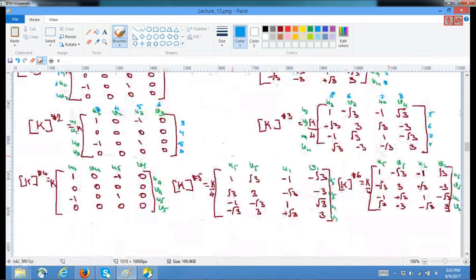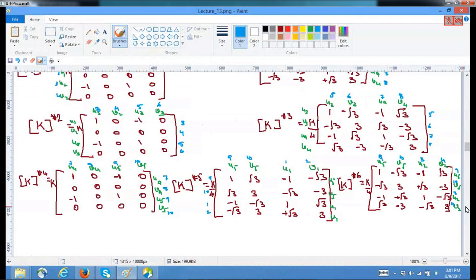So this one would be 9, 10, 1, and 2 degrees of freedom. This would be 7, 8, 9, 10 degrees of freedom. This would be 9, 10, 3, and 4 degrees of freedom. So accordingly we identified everything.